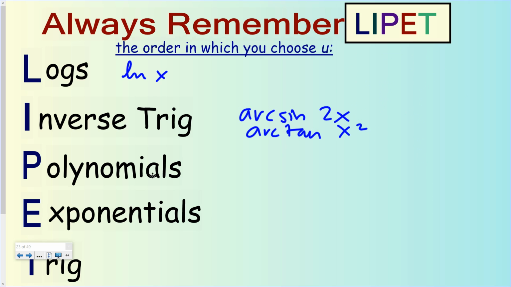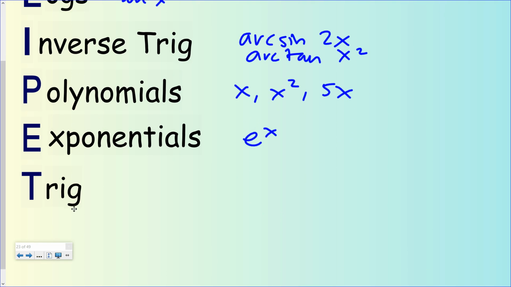The P stands for polynomials. Polynomials are easy, like x, x squared, okay, 5x, those are polynomials. Your E stands for exponential, so that's like e to the x, or e to the 5x, all right. And T stands for trig, and trig is not your arc trig.